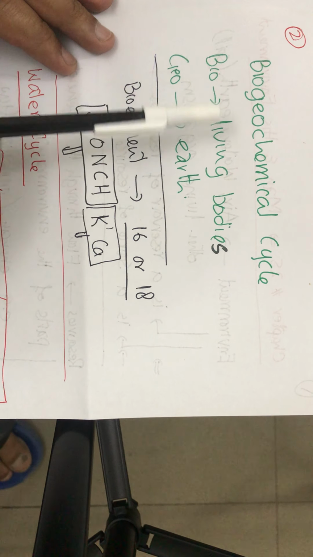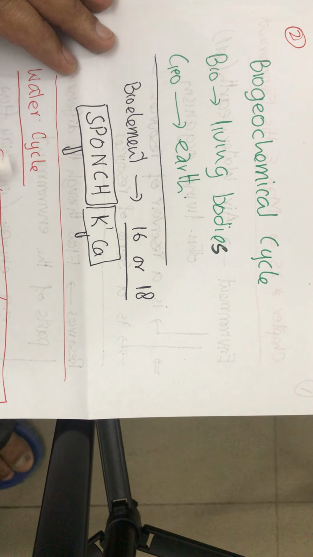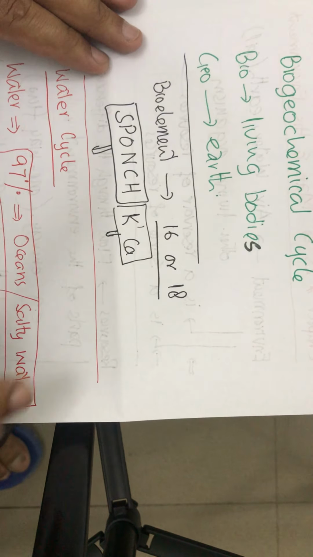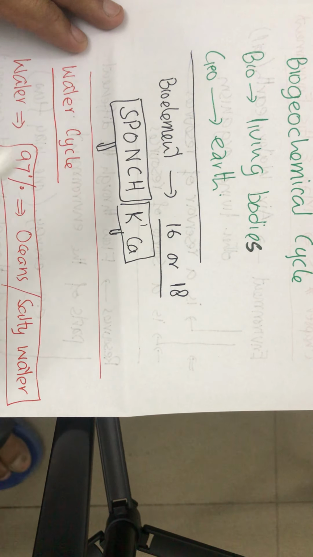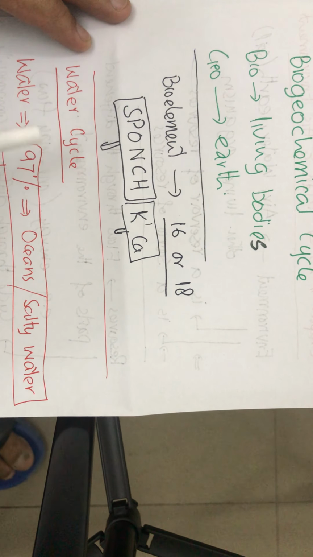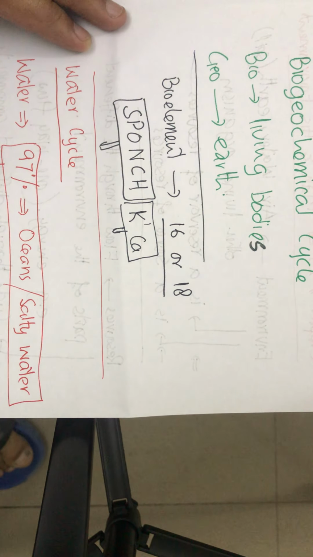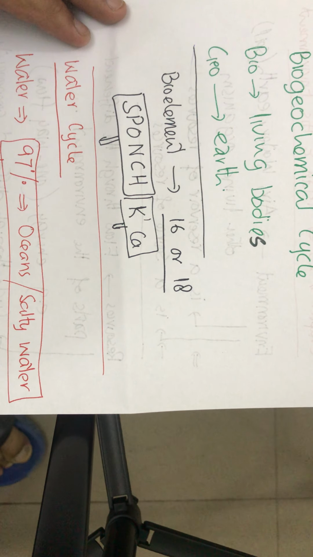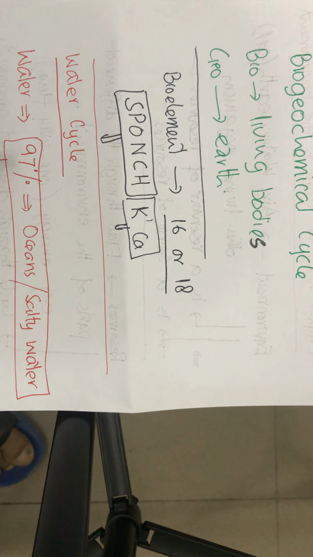Out of those different types of biogeochemical cycles, the water cycle is one of the important biogeochemical cycles. Before we go to the water cycle, first you should understand something about the water. Take the total water as 100%. Out of that 100% water, 97% is present in oceans, which is salty water.